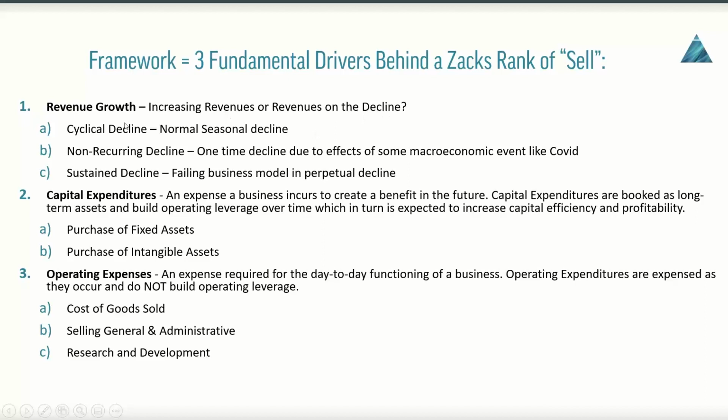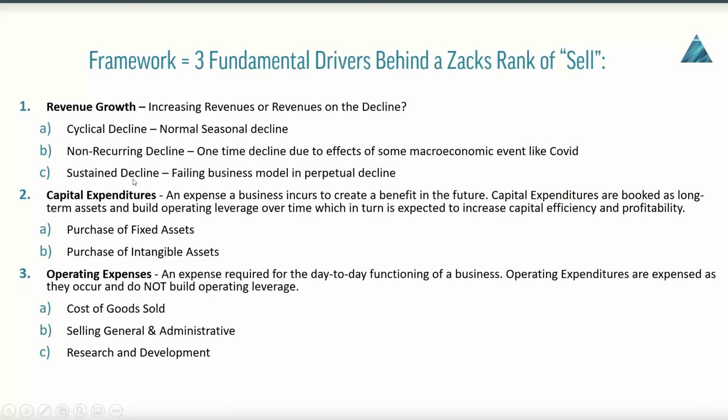If revenues are on the decline, then we've got to determine if it's a cyclical decline, right? This would be a normal seasonal decline, which they might get a pass. Non-recurring decline, right? This will be a one-time decline due to something like COVID. Anybody that's been on a strategy session with me knows that there can be many, many reasons for these one-time declines in revenues. And so we need to be able to determine if that is in fact the case. And we actually have screens that can help us with that analysis.